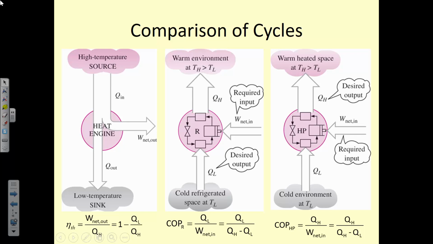So for a heat engine, work is our output, a net work output is our desired output, whereas for a refrigerator, Q sub L is our desired outcome. And a coefficient of performance can be and should be, and for a heat pump always will be, greater than 1. Whereas for thermal efficiency, it always has to be less than 1.